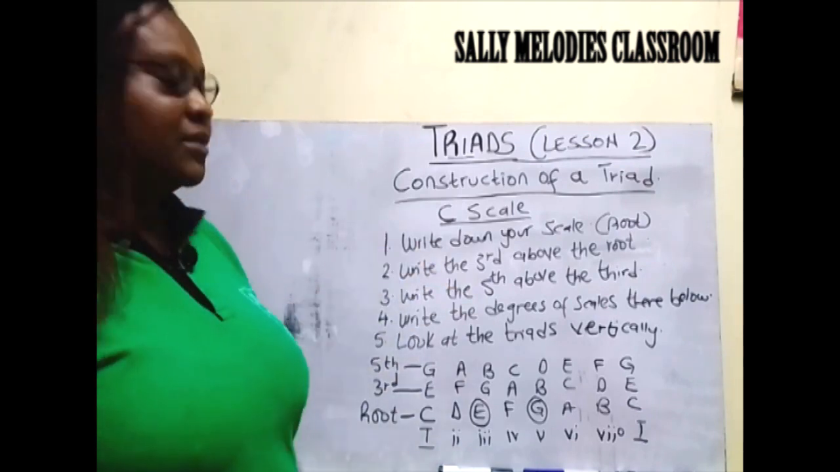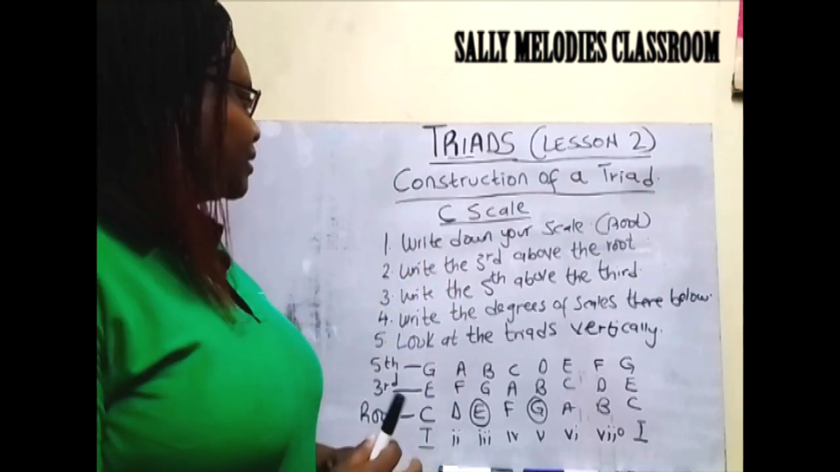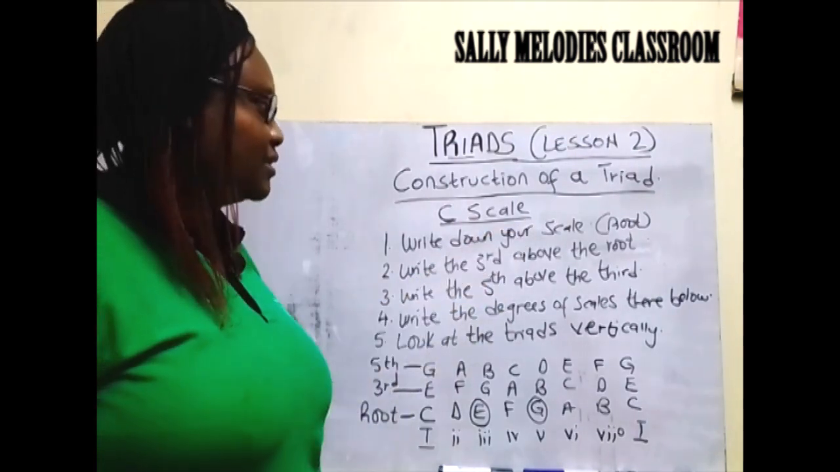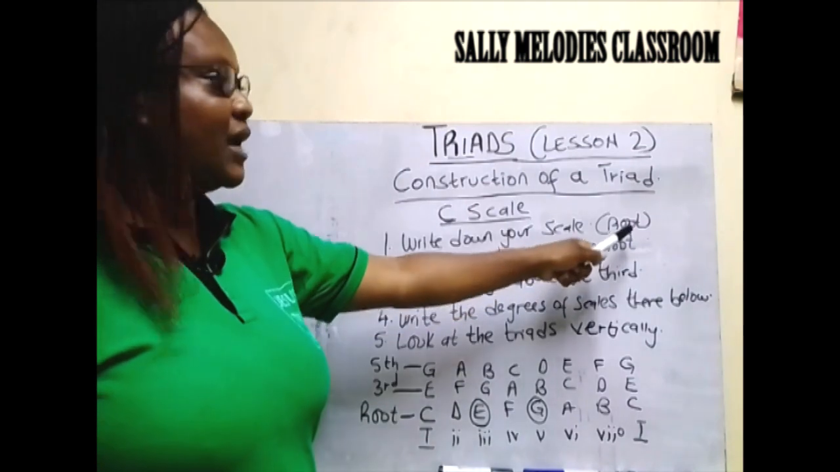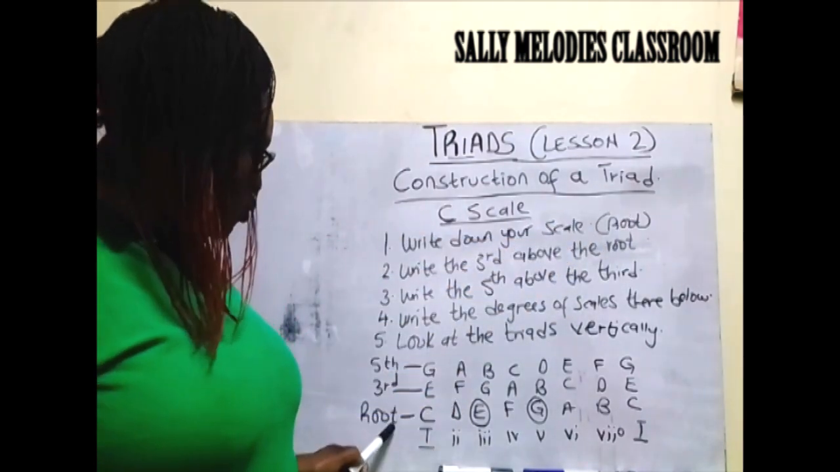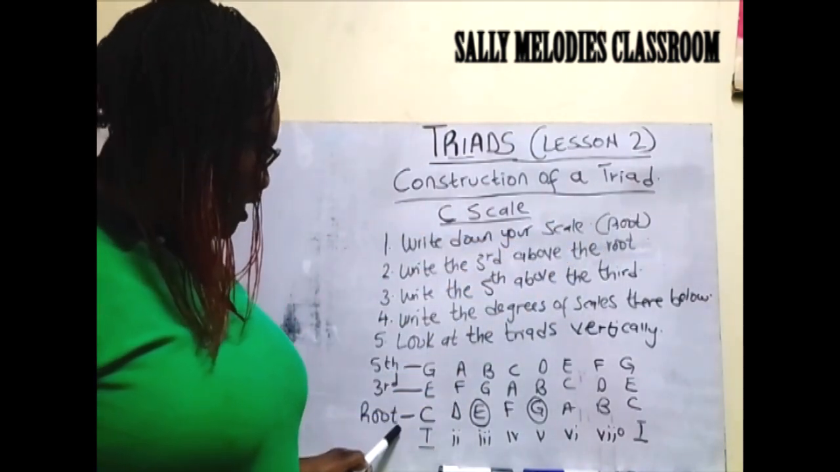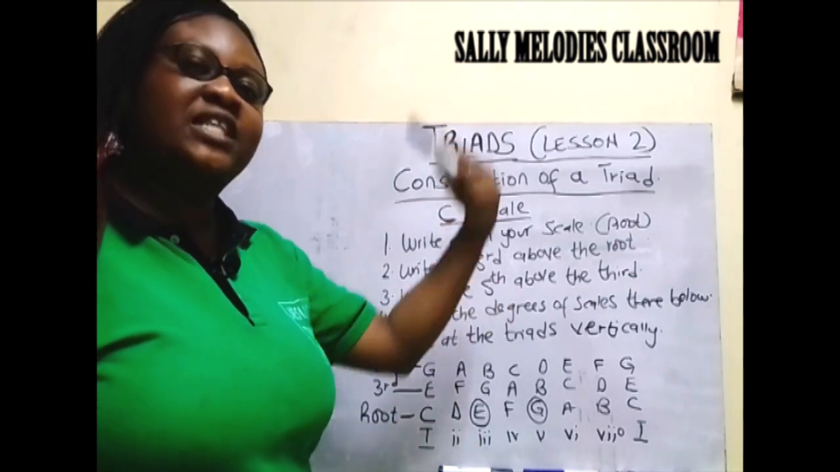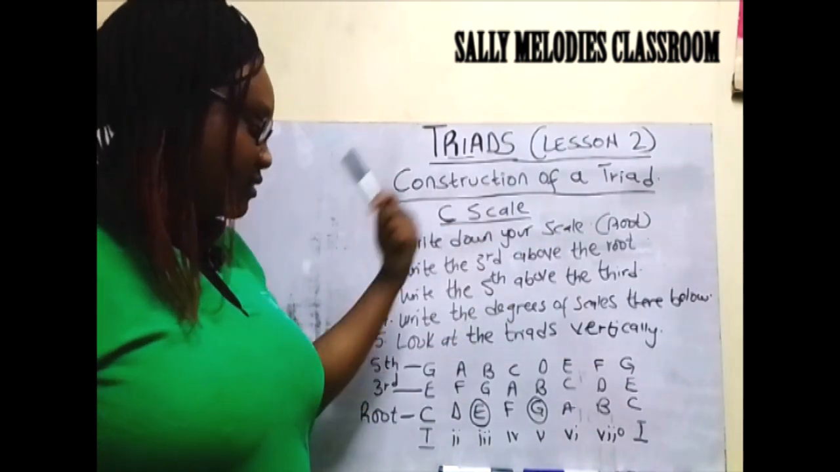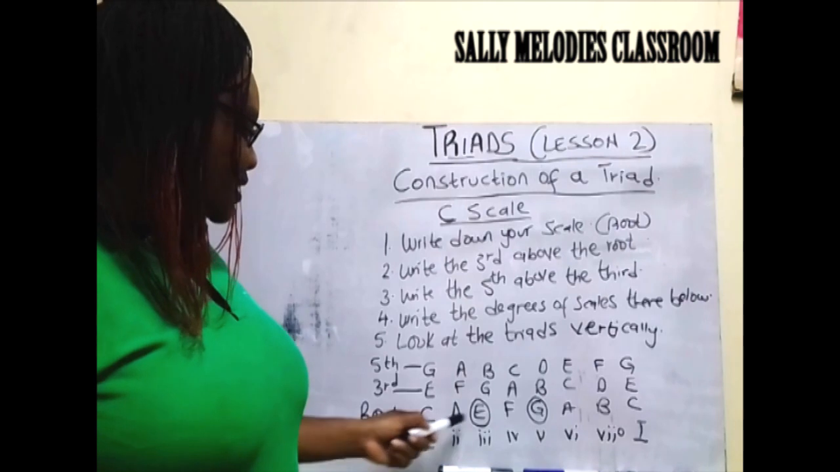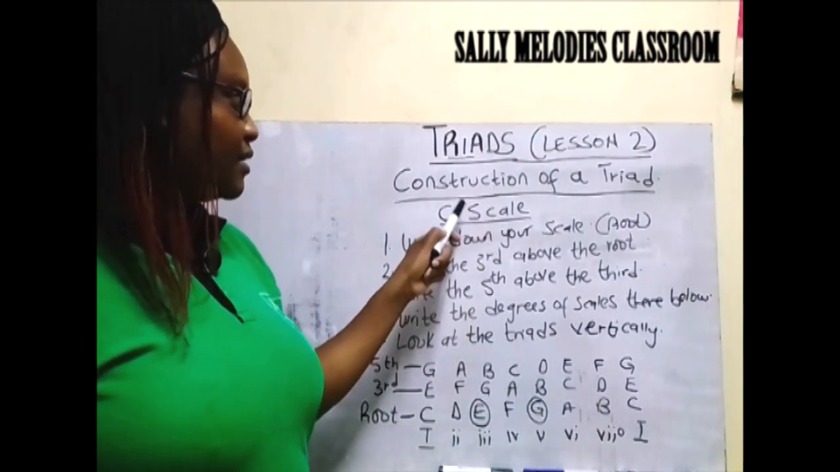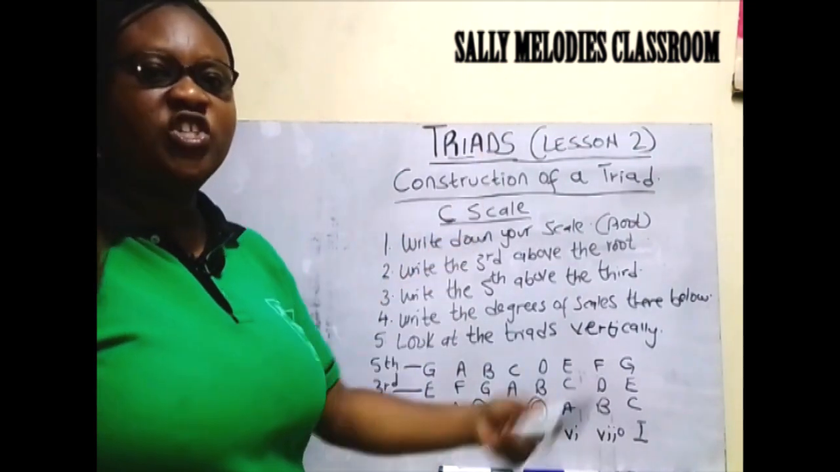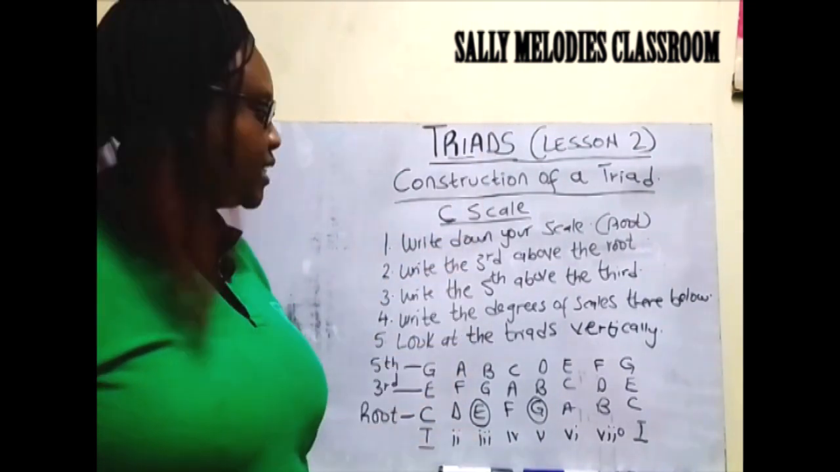So, step number 1, write down your scale. You write down your scale as the root. This is the root. The root is the one that will give us the other notes. So, you write down the scale from C to C. We are using the scale of C. If it was G or any other, it could be the same.